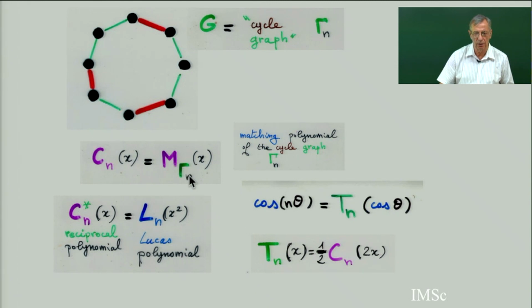This is the cycle graph in another notation, Gamma n, the cycle graph of length n. And then this is a relationship, again analogous to the Chebyshev of the second kind: the Tn of x is half of the Cn of 2x. Again, we can do trigonometry. We can do it in a very easy way.